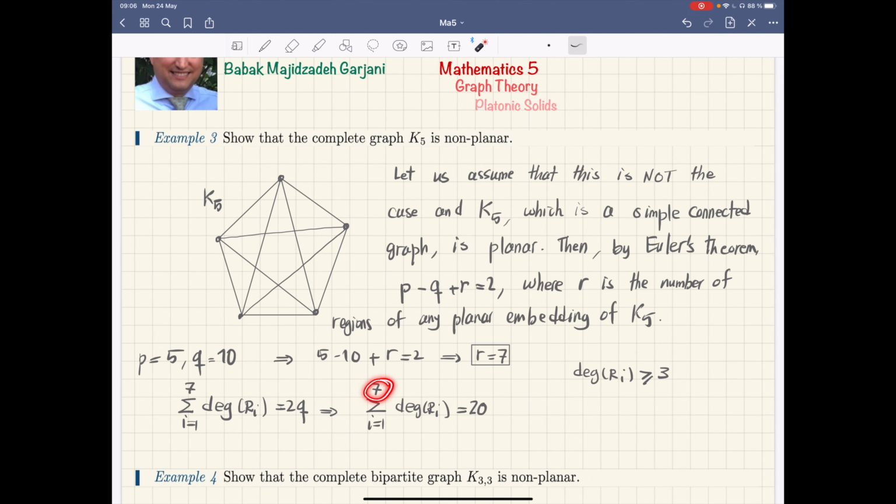How many numbers are there in total? 7. 7 times 3 is 21. So the minimum value of the left-hand side is 21. On the other hand, we have to admit that the sum in total is 20. Is that understandable? And that's a contradiction.